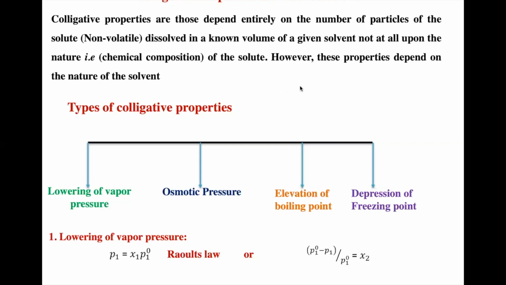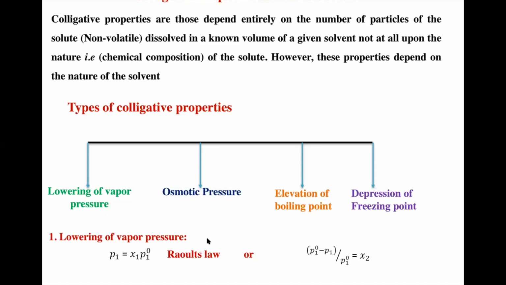Colligative properties are basically of four types. The first is the lowering of vapor pressure. The second is the osmotic pressure. Third is the elevation of boiling point, and fourth is the depression of freezing point. So these are the four types of colligative properties. Now let's understand, one by one, the mathematical formulas and some numerical problems based on each colligative property. Let's first talk about the lowering of vapor pressure.